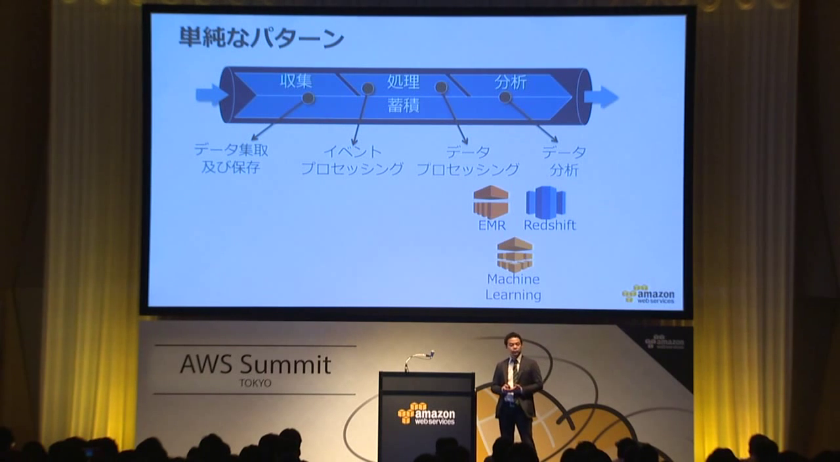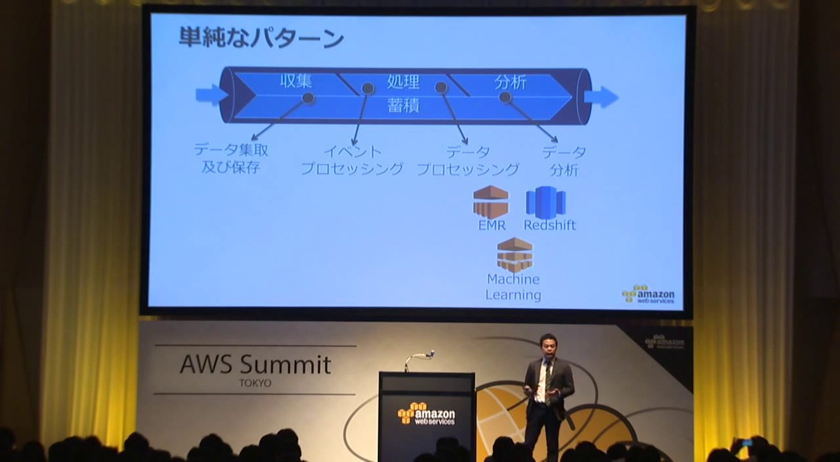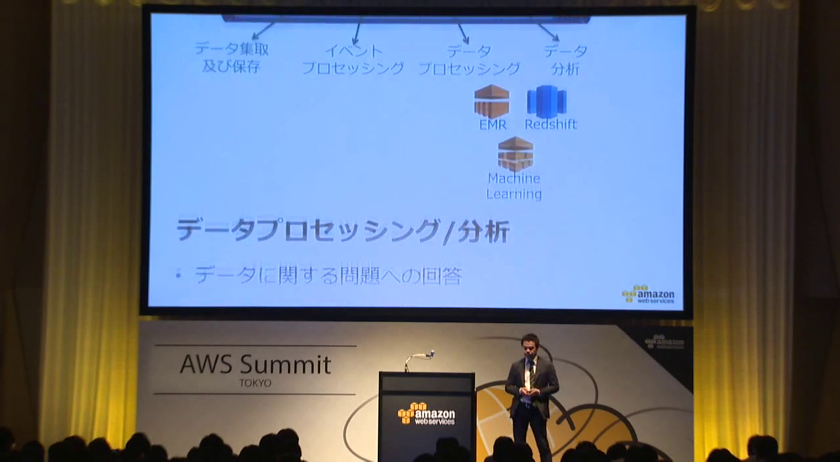Next is about data processing, the analysis part. We have EMR, which is Hadoop as a managed service. Redshift, the data warehouse, is available. Most recently, we've made an announcement about machine learning services as well.